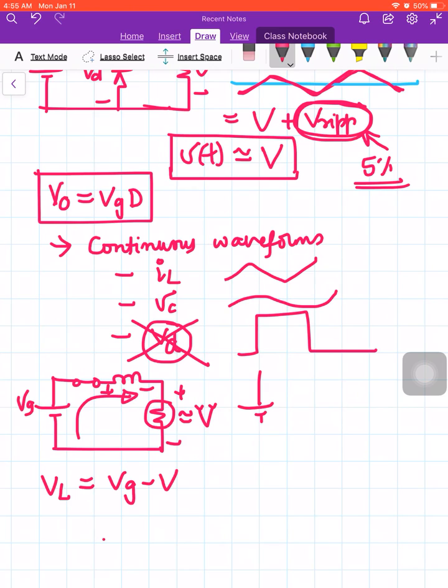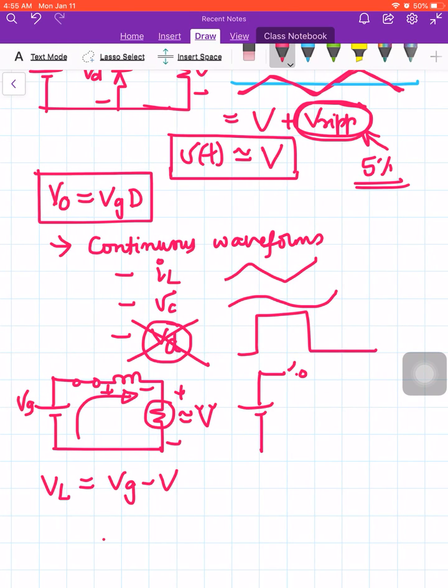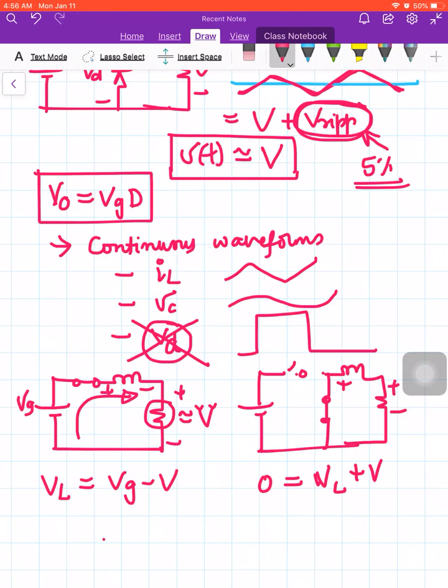And similarly, when the switch is turned off and the diode is turned on, then we can write our equation as zero is equal to VL plus V, right?